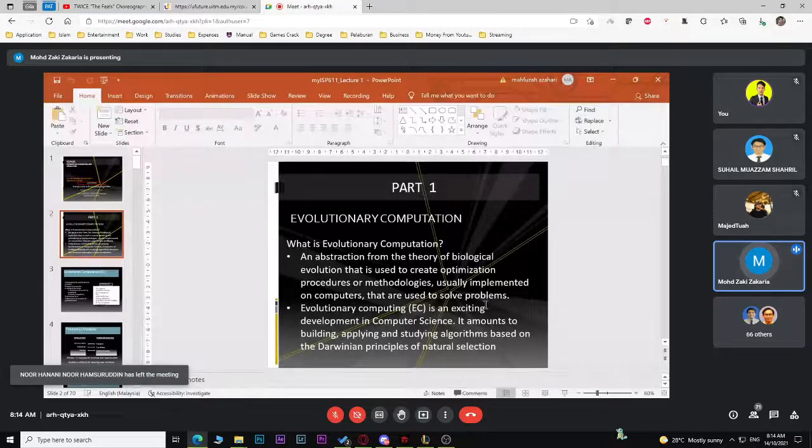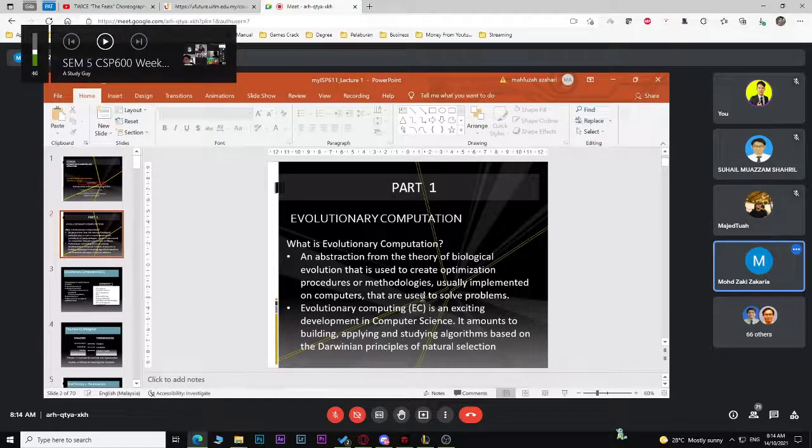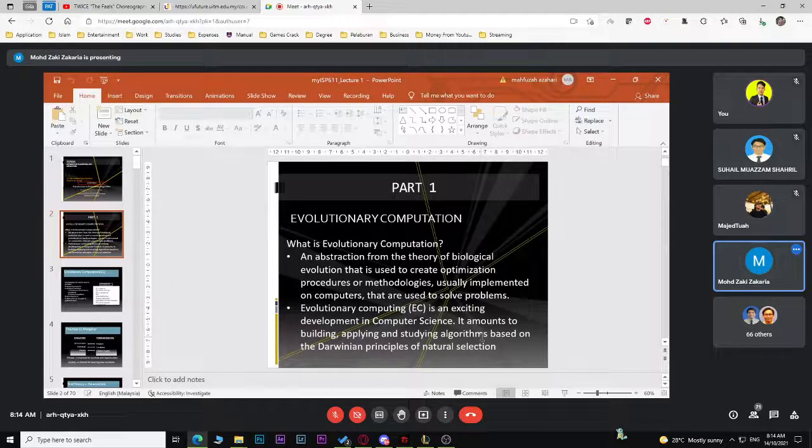And then this optimization theory is implemented to solve problems. For example, a problem like TSP, the traveling salesman problem, or the problem of how to manage a timetable, for example. So we can use the optimization approach.